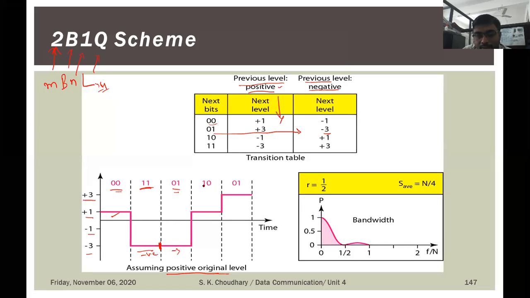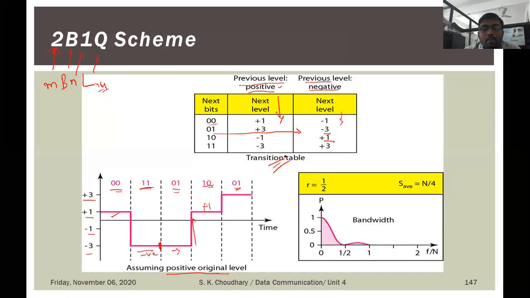Then we have to come to the next level, that is 10. The previous is negative again, so we have to follow this table. So for 10 it is +1, so it would go to +1. Okay, and now the next one is 01 and the previous is positive, so 01 is +3. So this is the way that we have to draw this diagram. For drawing this scheme, you have to always remember this transition table. This is very much important. Simultaneously, you can start to fill up the attendance as well.